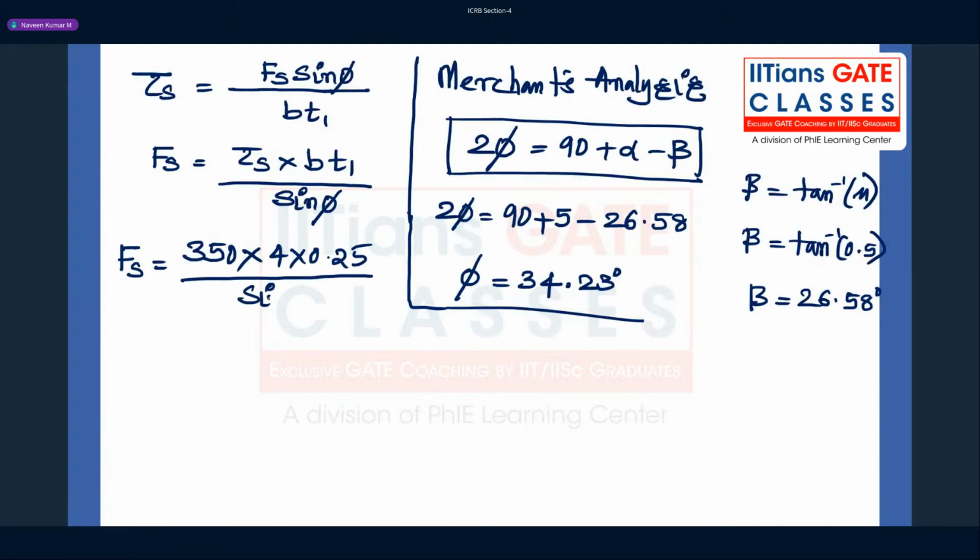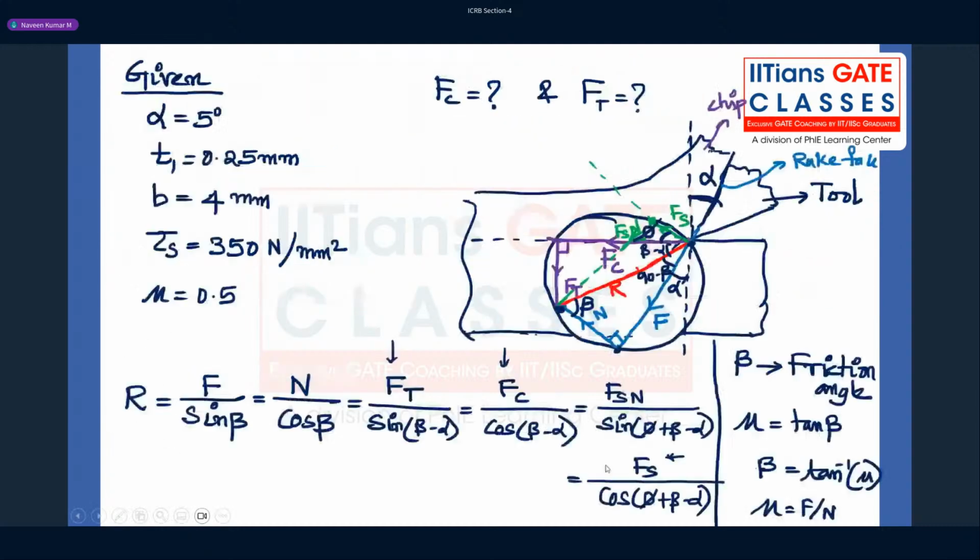What is sine phi? Phi is 34.23 degree, right? To calculate Fs, I got Fs as 622.367 newtons. I got something like this approximately. This is an approximate value based on your calculations. Okay, you got Fs. Now you got Fs.